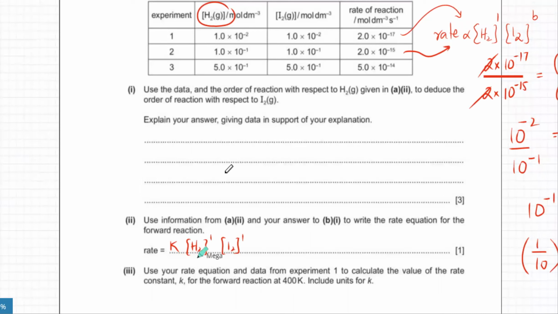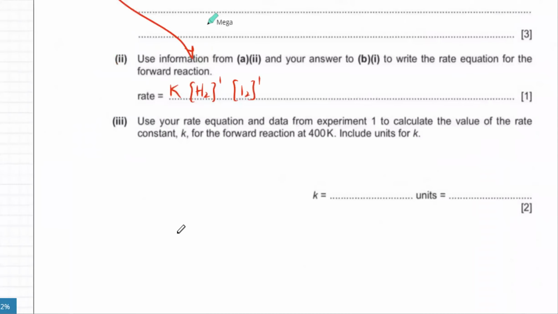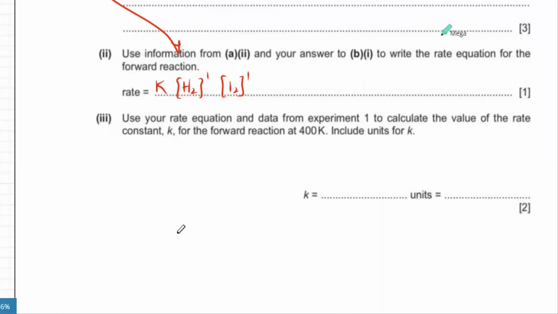This is what he's asking for. So you can do the math yourself. It's just plug in the data. You know the concentration of H2, you know the concentration of I2, you know the rate of the reaction as well. So the only missing link would be your K. So you can find K. That's it. So just find K in your calculator by plugging in the data from experiment 1. And you can find the units as well.